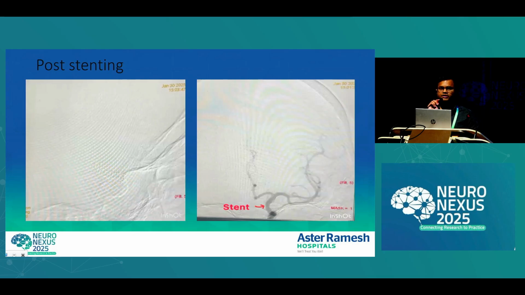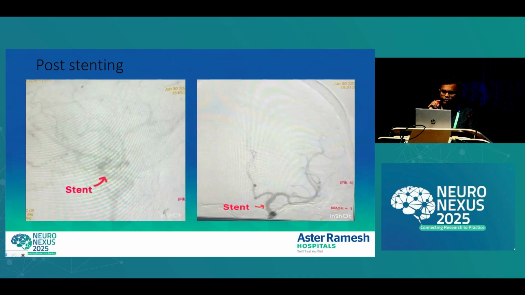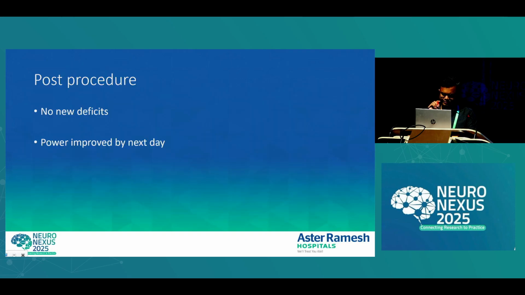So initially angioplasty was done slowly, and submaximal angioplasty was done. As there is significant recoil, we proceeded for stenting, and stenting was done with a balloon-mounted coronary stent. So post stenting, there is good flow within the stent and no distal perfusion or filling defects. This is the AP image. Post-procedure, there are no deficits, and the patient is on follow-up, and power improved significantly compared to previous TIAs.